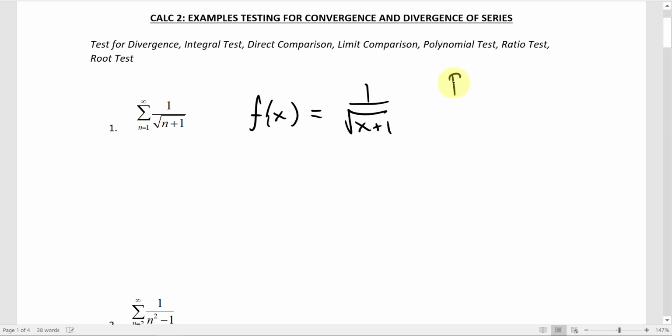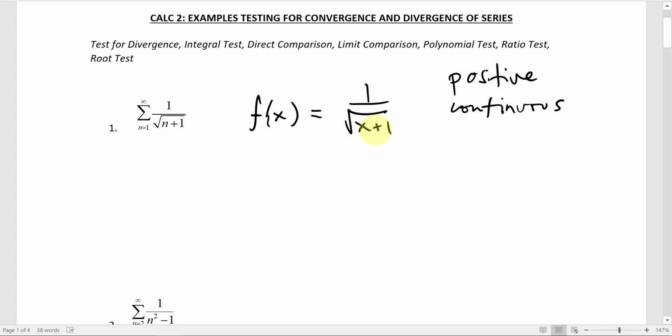Well, it's clear this function is positive, so there isn't much you really have to do to confirm that, and it's also continuous because it's made of continuous functions, and the only discontinuity is when the bottom is 0, which would happen at -1, which is out of the range that even really matters here. So it is positive, it is continuous. And what about the decreasing part?